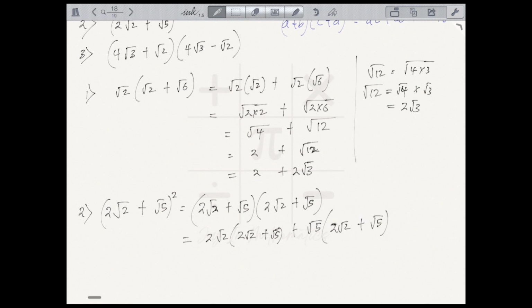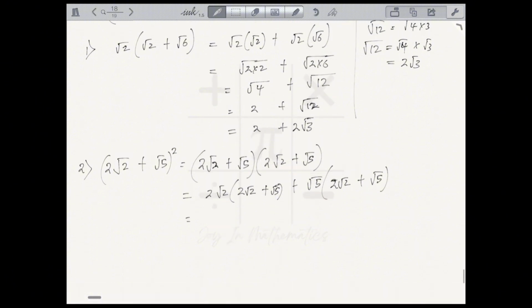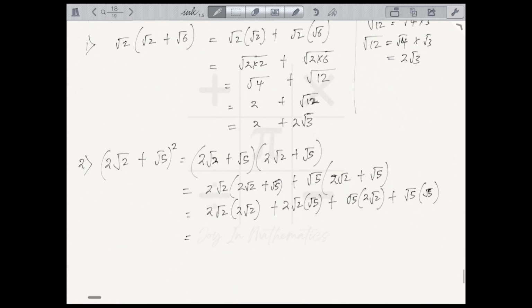plus root 5. So, if you open the brackets now, we have 2 root 2 multiplied by 2 root 2 plus 2 root 2 multiplied by root 5. Then this will multiply this. So we have root 5 multiplied by 2 root 2, and then this will multiply this. So we have root 5 multiplied by root 5. To simplify this now, we multiply them out just like we have learned in multiplication of surds.